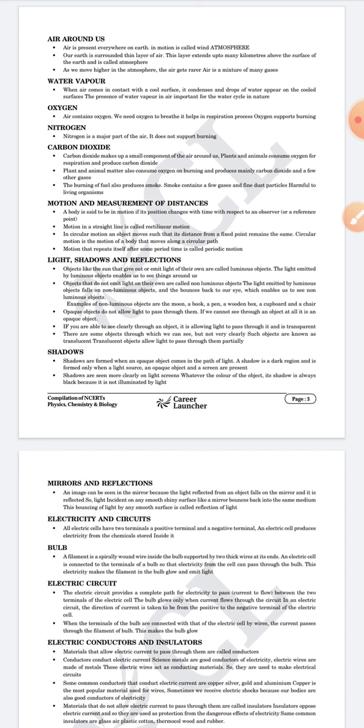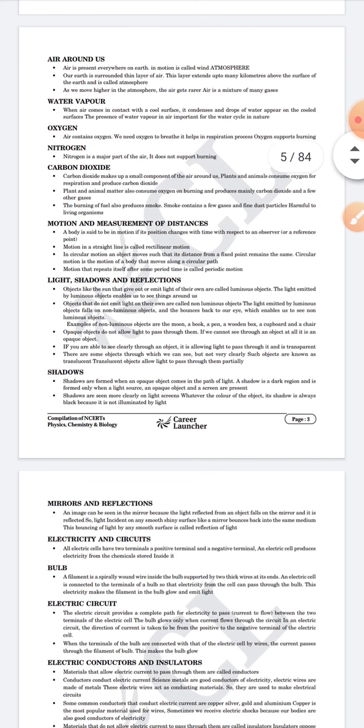Light, shadows, and reflection. Objects like the sun that give out or emit light on their own are called luminous objects. The light emitted by luminous objects enables us to see things around us. Objects that do not emit light on their own are called non-luminous objects.